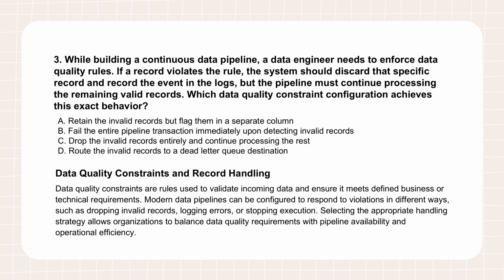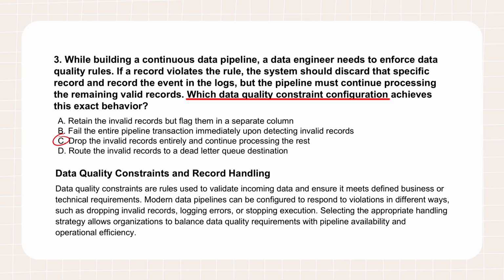While building a continuous data pipeline, a data engineer needs to enforce data quality rules. If a record violates the rule, the system should discard that specific record and log the event, but the pipeline must continue processing the remaining valid records. Which data quality constraint configuration achieves this exact behavior? The correct answer is C.